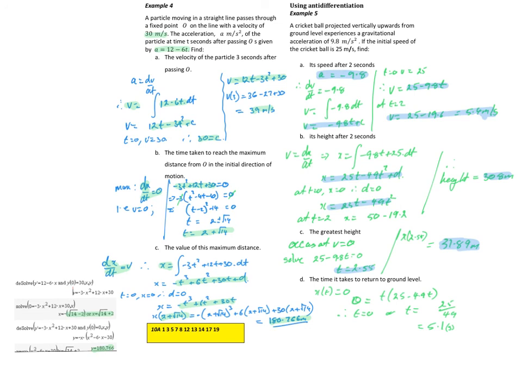How long does it take to get back to ground level? Well, this means my position is 0. So if I solve x of t equal to 0, I get a nice little factored form. So at t equal to 0, which makes sense, I'm starting there, and at t equal to 25 on 4.9, which is 5.1 seconds, we expect it to come back. It's worth noting, of course, that if it takes 2.55 seconds for the particle to reach its maximum, it's going to take exactly the same amount of time for it to come back down again, because of the symmetry of the whole thing. So we could have approached it in that way as well.